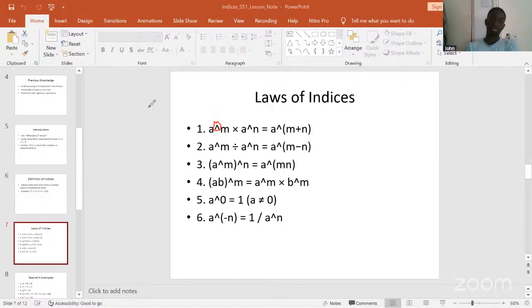So when you have this situation where you have a raised to the power of n times a raised to the power of n, what do you notice?